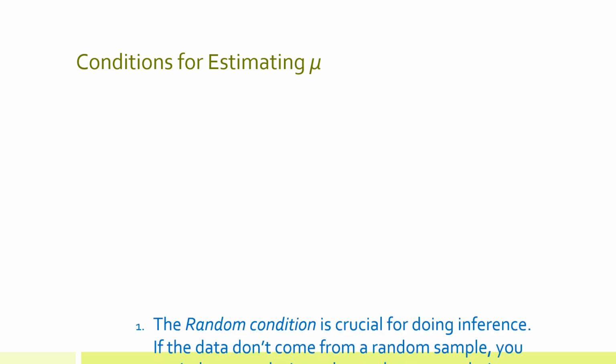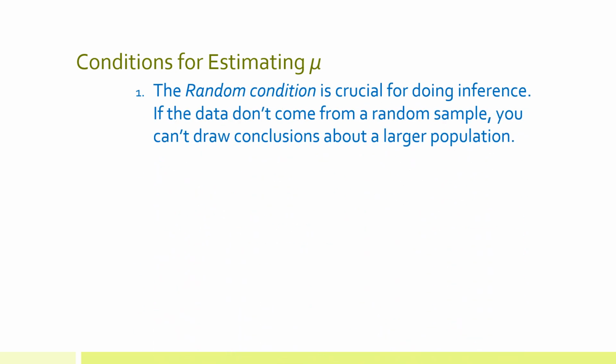So the first condition that we check is random. Again, this might be stuff you already know, and I'm just re-emphasizing it for the 6,000th time because it's important. The random condition is crucial for doing inference. If the data doesn't come from a random sample, you can't draw a conclusion about a larger population. So you need to make sure that you have a random sample. The random condition really checks to see if your stat is good.